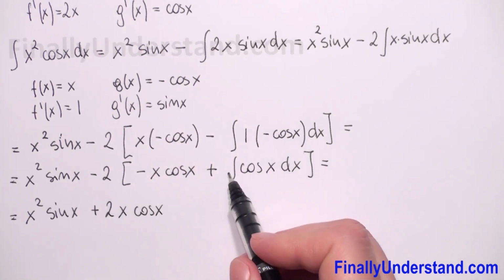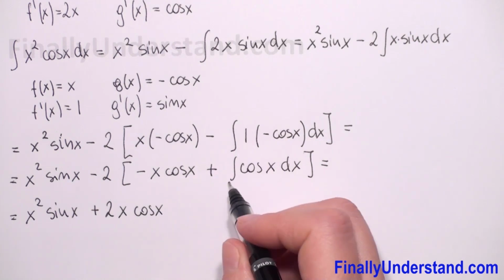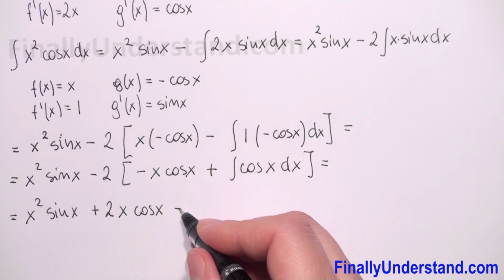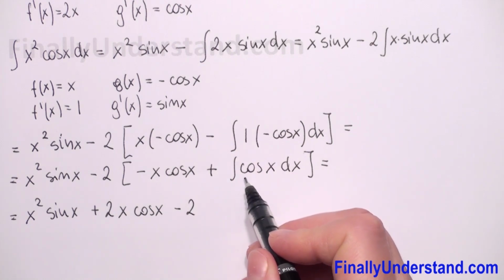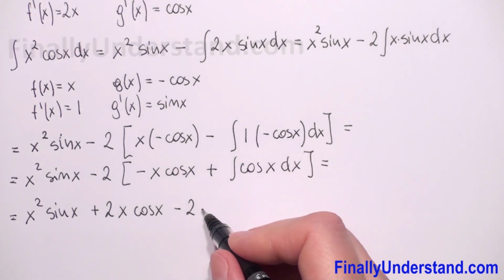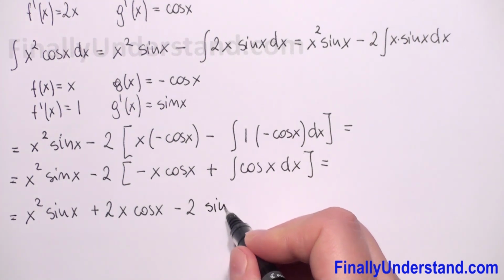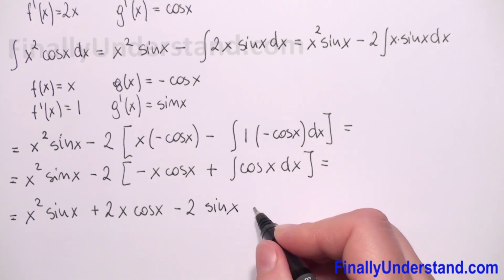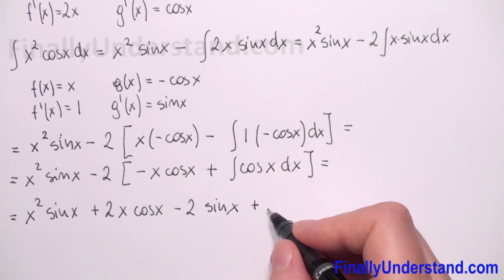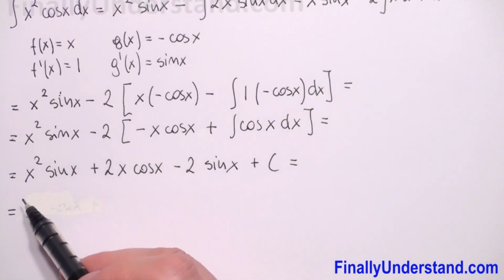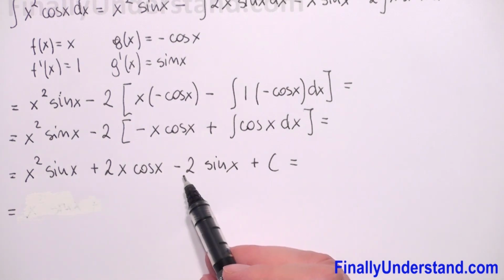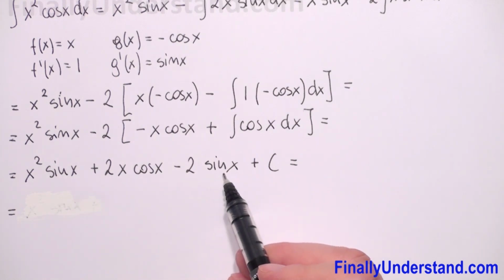Negative 2 we have to put times the integral, so it will be negative 2 times the integral of cosine of x. The integral of cosine of x is equal to sine of x. So we have negative 2 times sine of x. And of course we have to add a constant because we have an indefinite integral. So this is equal to x squared sine of x and negative 2 times sine of x.